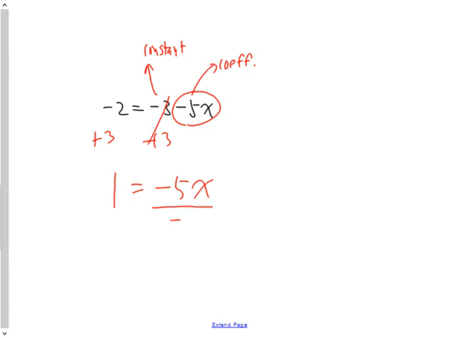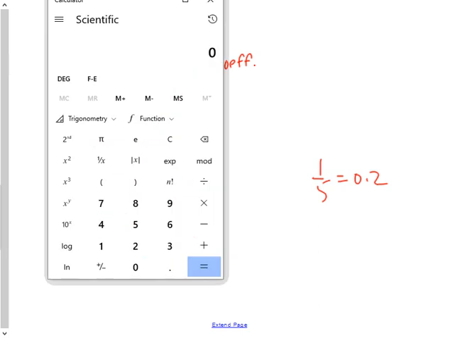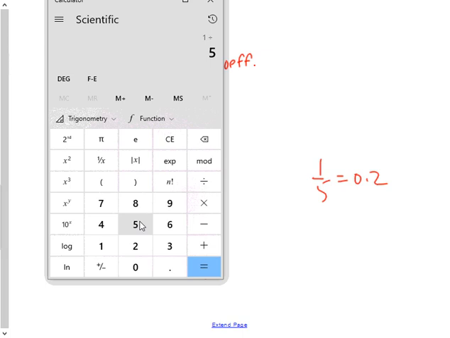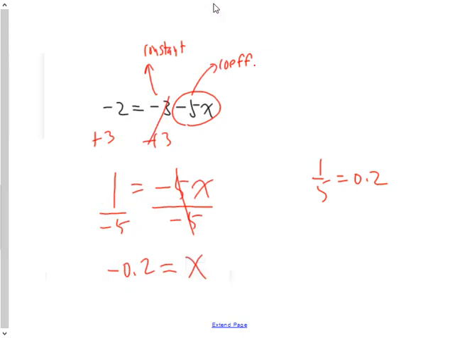I'm going to divide both sides by -5. And some people don't need a calculator because they know 1/5 is equal to 0.2. And a positive divided by negative is a negative, so it would be -0.2. If you're not great with that, just take your calculator and go 1 divided by 5 is 0.2. And a positive divided by negative is a negative.